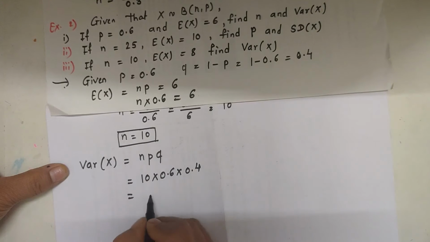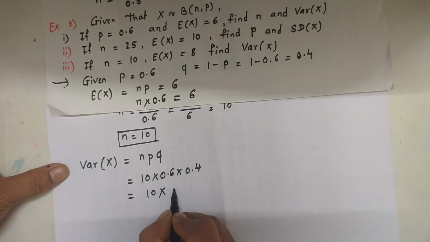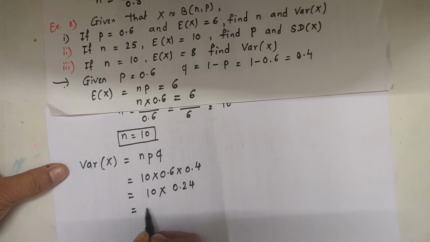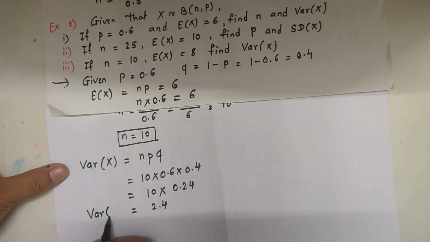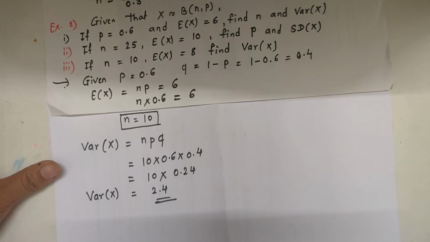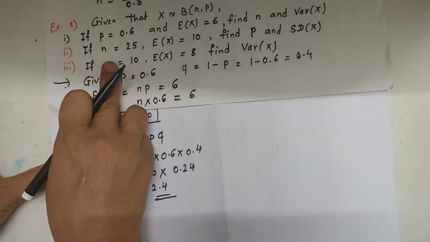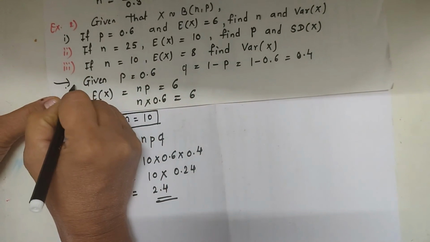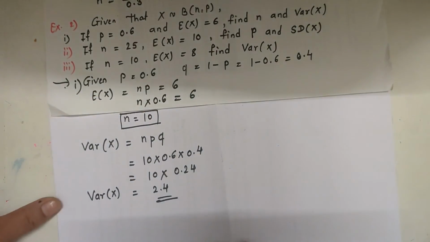0.6 into 0.4, 0.24 into 10, that is 2.4. So here variance of x is equal to 2.4. Now the next question is, if n is equal to 25. Here is the answer of the first question.